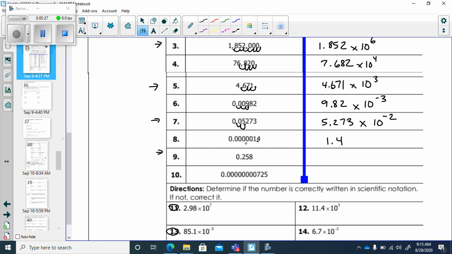How many places did I move my decimal? That determines my exponent. Let's see. I'm moving it 1, 2, 3. Whoopsie. 1, 2, 3, 4, 5, 6 places, times 10 to the negative 6. And it's negative because this number is less than 1.